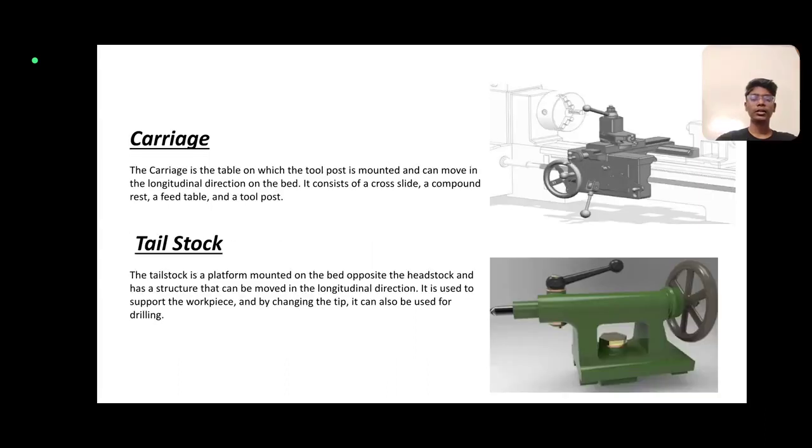Third, carriage. The carriage is the table on which the tool post is mounted, on the base in the longitudinal direction on the bed. It consists of a cross slide, a compound rest, a feed table and a tool post. Fourth, tailstock. The tailstock is a platform mounted on the bed opposite the headstock and has a structure that can be moved in the longitudinal direction. It is used to support the workpiece.